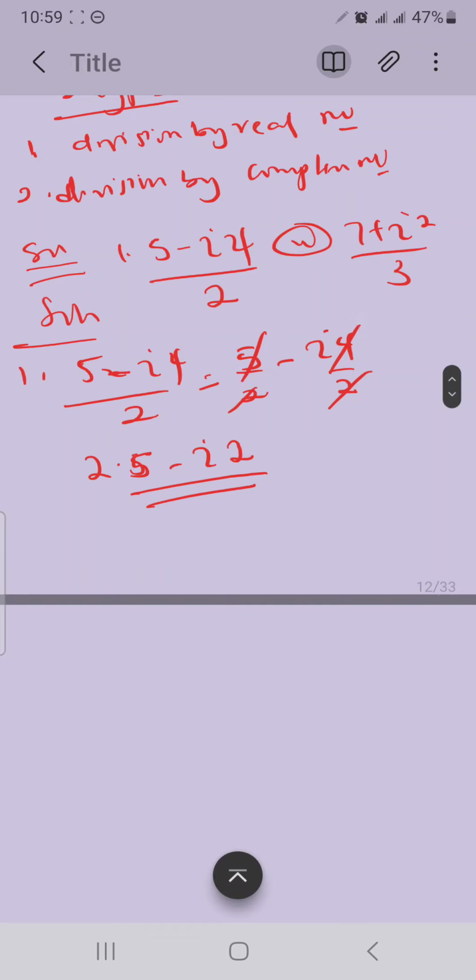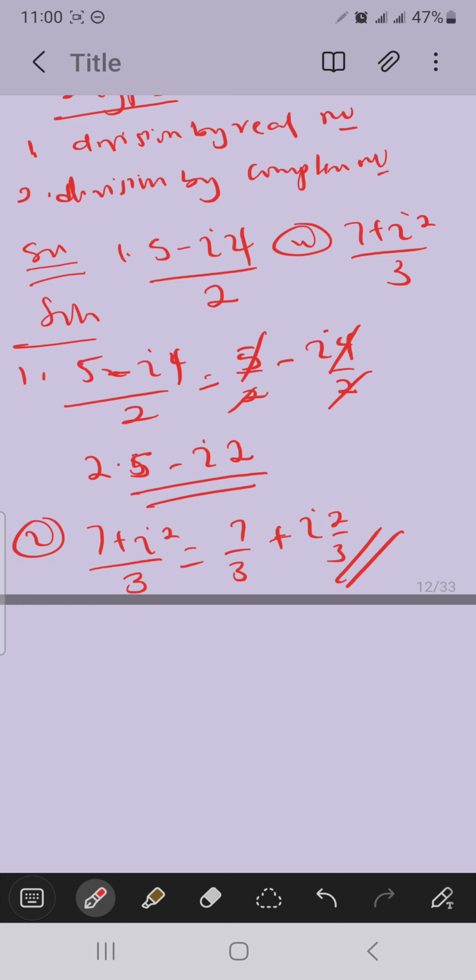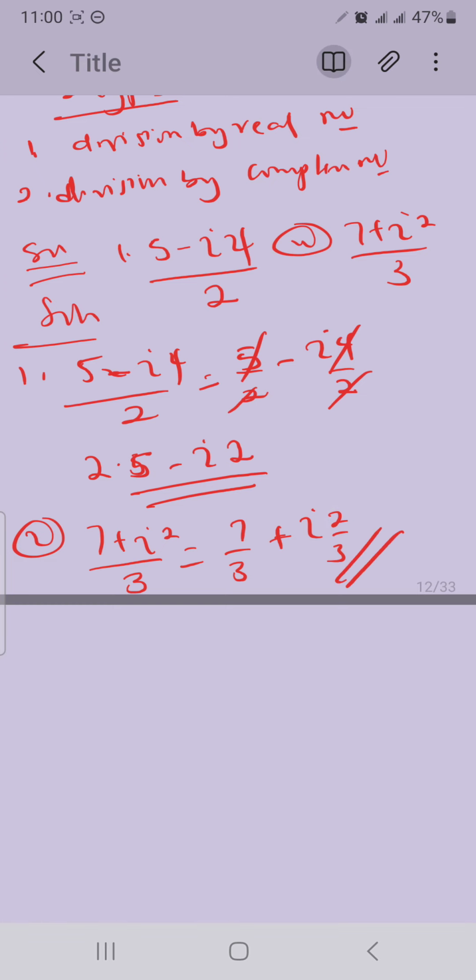The second one, it is (7 plus i2) over 3. So this one will be 7 over 3 plus i2 over 3. So this is going to be the answer. I hope you understand it very well.